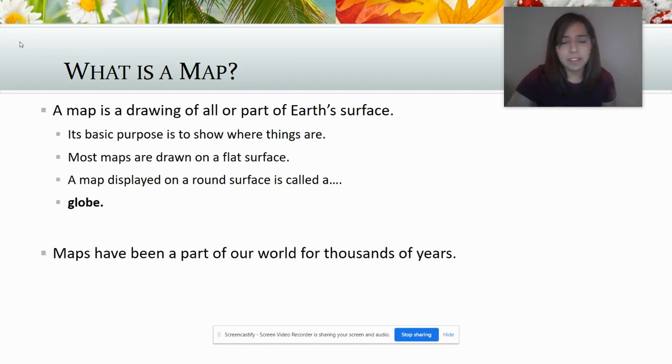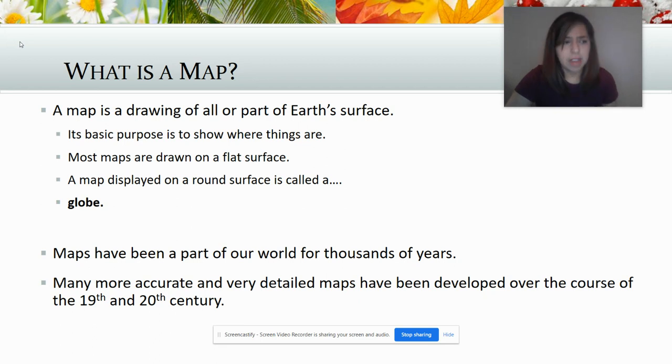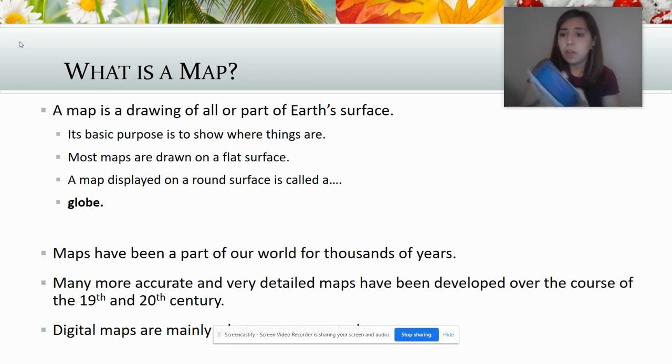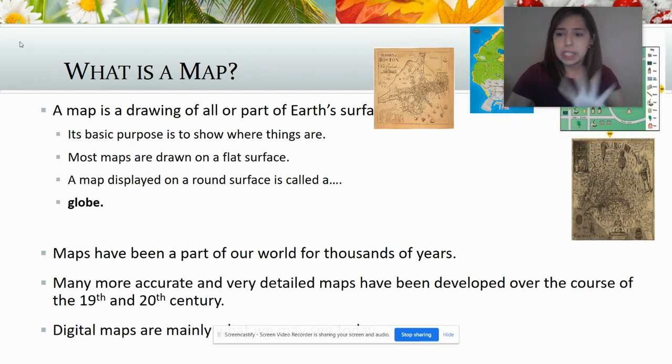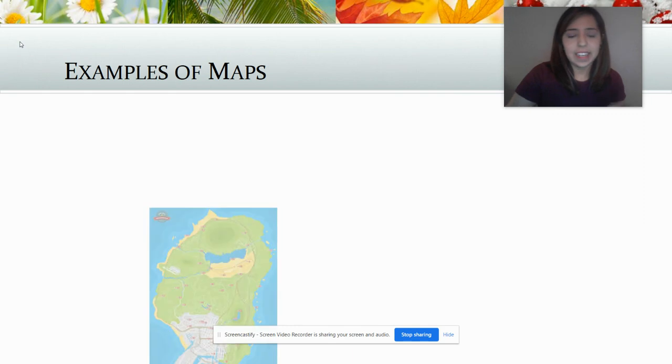So, maps have been a part of our world for thousands of years. I think some of the oldest maps date back to 1600 BCE, and they've been pretty detailed, especially in the 19th and 20th century. And now we mostly see digital maps. If you have your phone, one of the things that you can see is Google Maps, and that's what gets us around when we're in unfamiliar places. Here's a couple of examples, and we're going to see them a little bit bigger on the next slide.